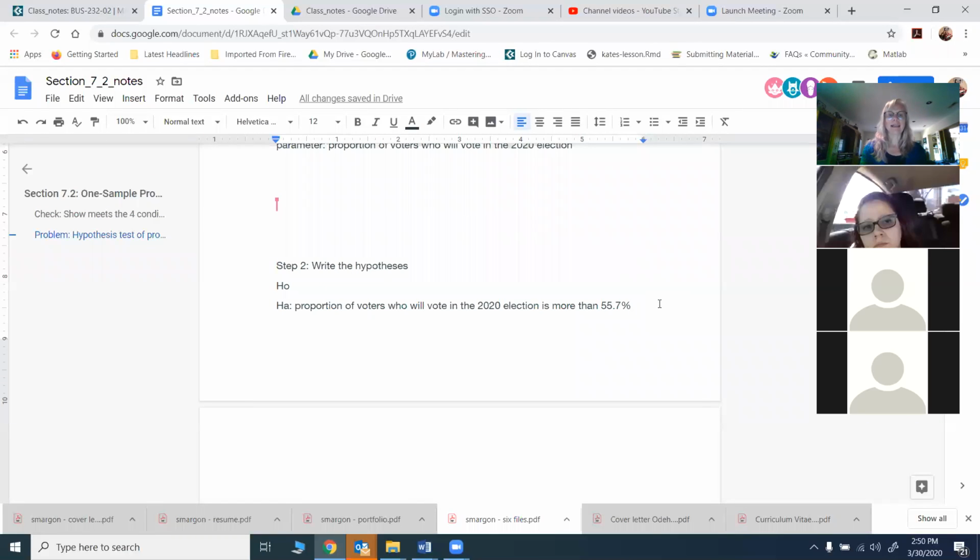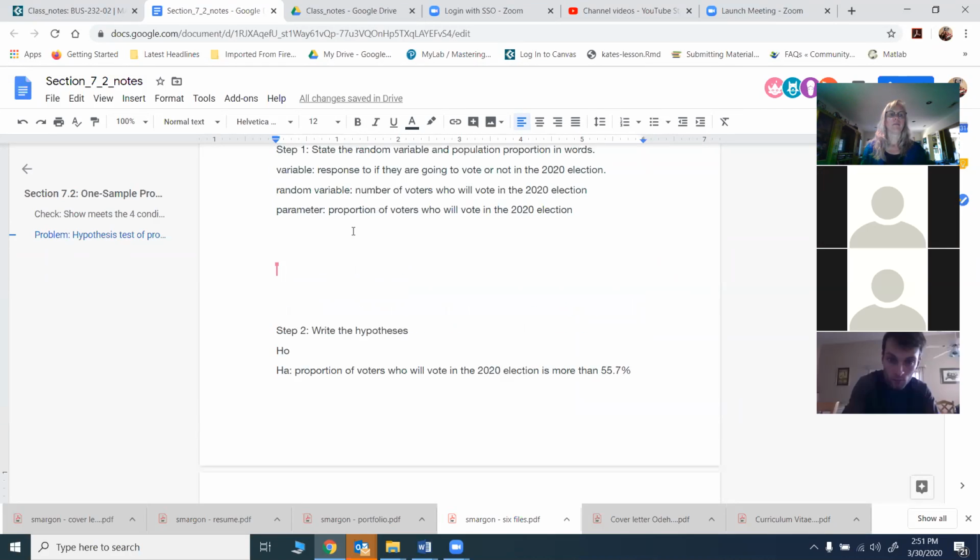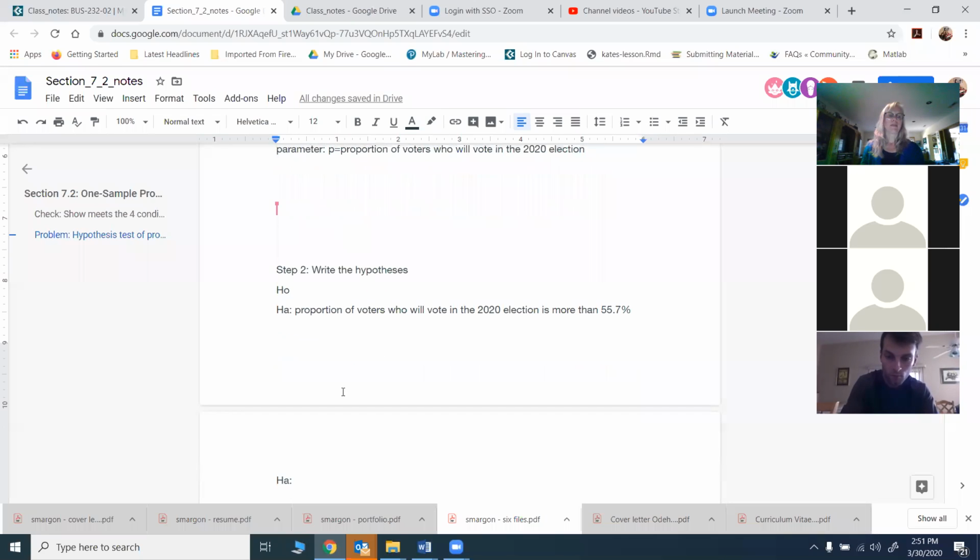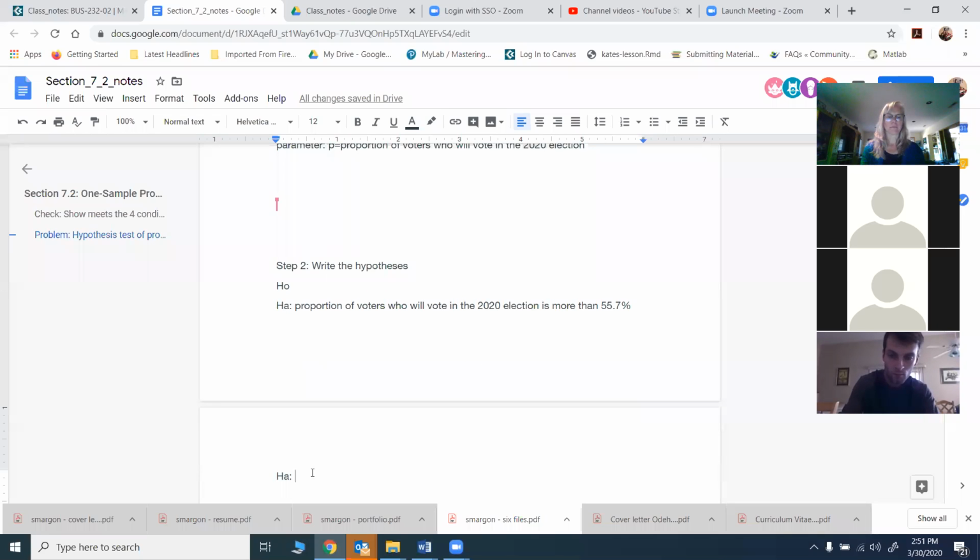Okay. I can write this in a symbol if you want. So instead of writing all these words out, if I give the proportion a name, proportion is usually written as a P. If I say P equals, then I can say, what about P? I can say P more than would be what symbol?